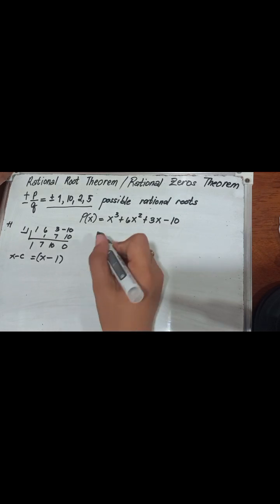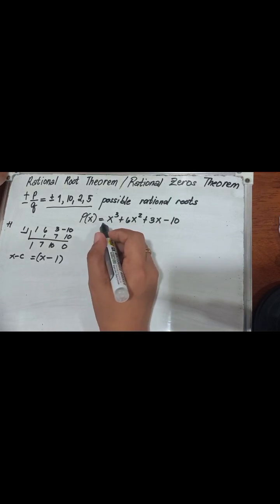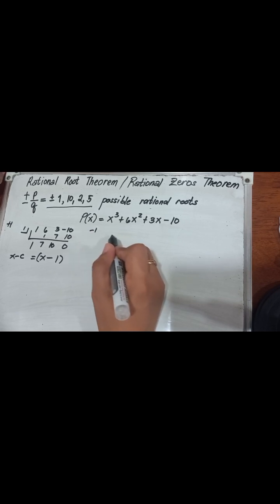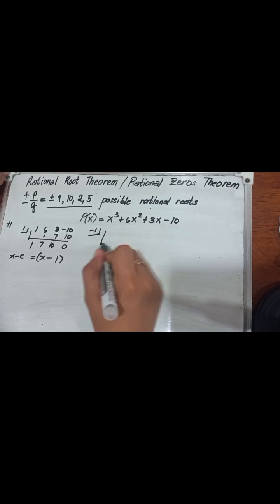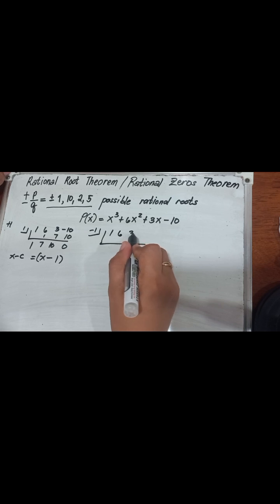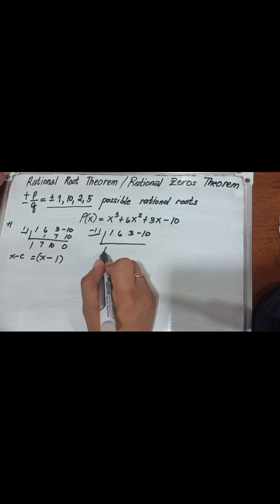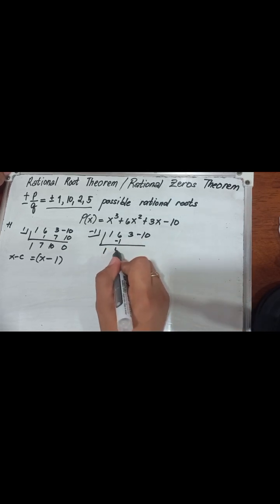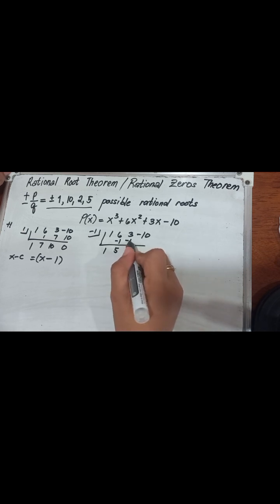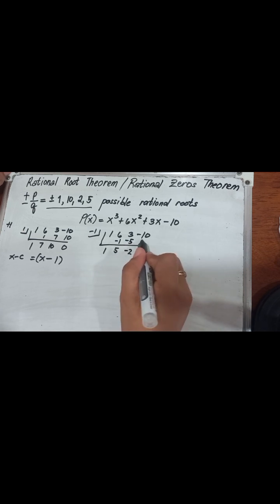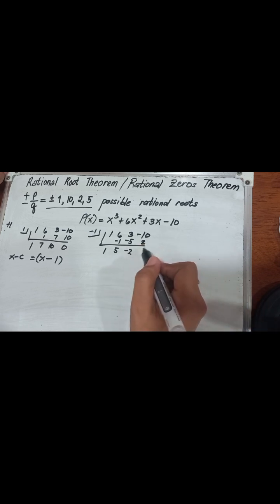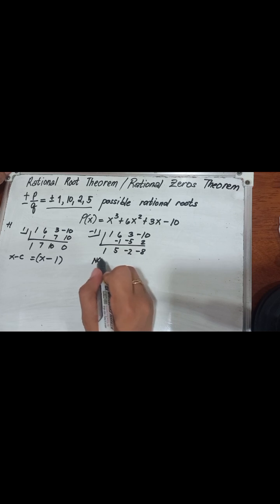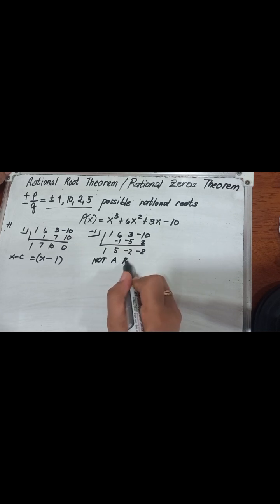Okay, next, we will now test negative 1. We are done with positive 1, so let us test negative 1. The same coefficients, 1, 6, 3, negative 10. Bring down 1, times negative 1, that is negative 1, 6 plus negative 1 is 5. Negative 5, negative 2, and positive 2. So negative 10 plus 2 is negative 8. This is not a root since our remainder is not 0.